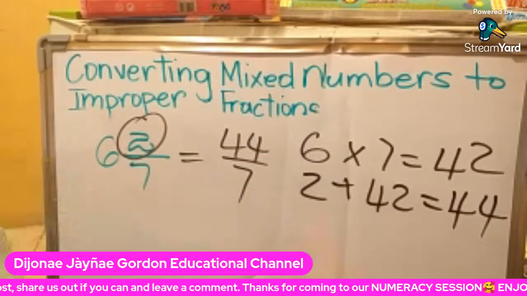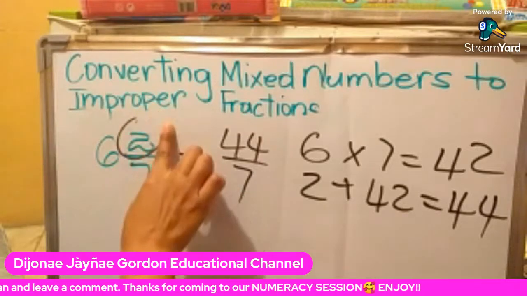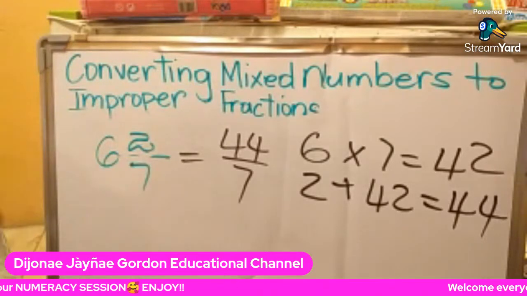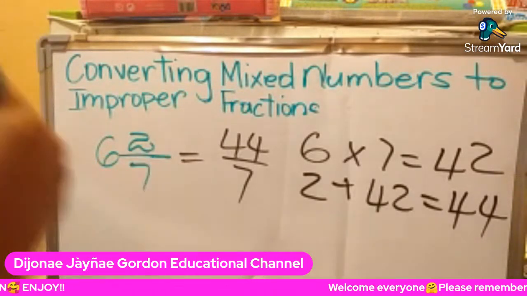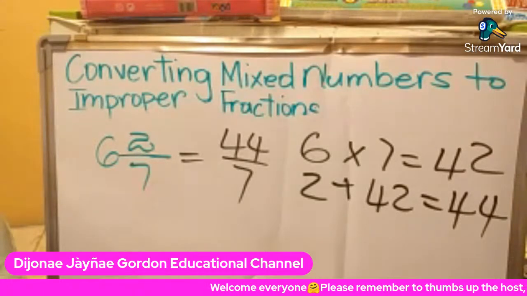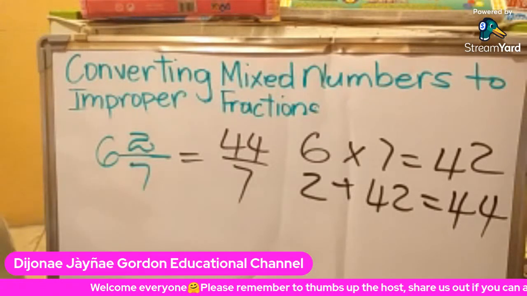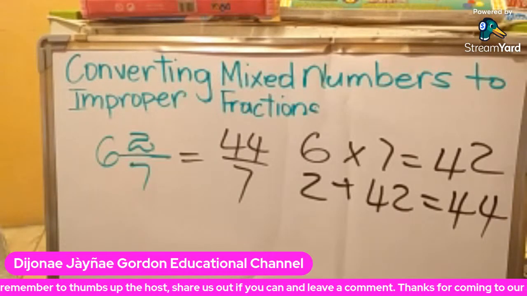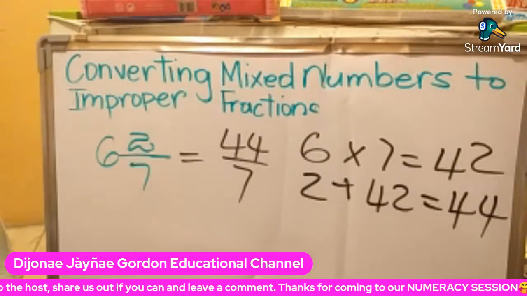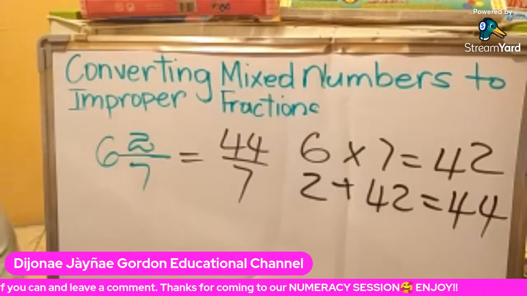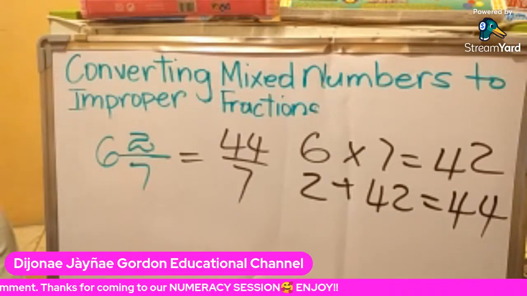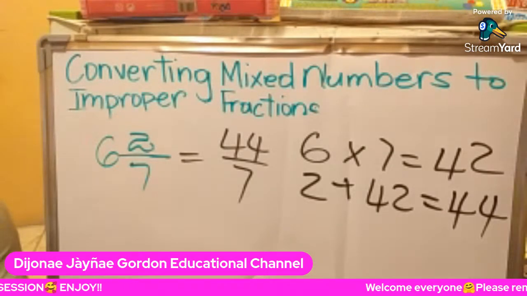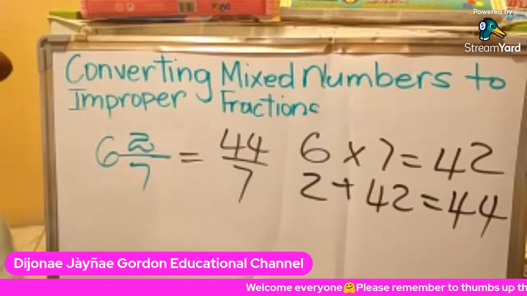Person may be asking, why over 7? In this case, we always keep our denominator. You're always going to keep your denominator. Do not change it. And remember that we are converting from a mixed number to an improper fraction. Also you can convert from an improper fraction to a mixed number, and that is for our next lesson.